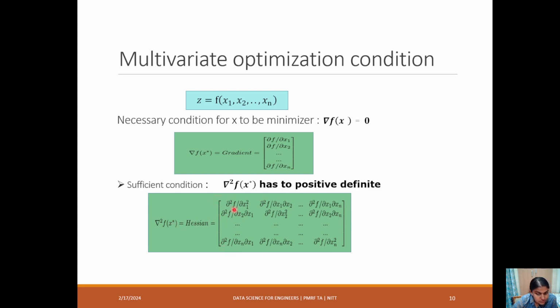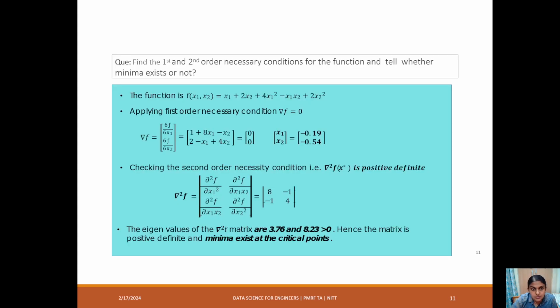So how to find that out is written here: the diagonals will be dou square f by dou x1 square, dou square f by dou x2 square, and dou square f by dou xn square. Then depending on the row and column, it will look like dou square f by dou x1 dou x2, then dou square f by dou x1 dou x3, like that till dou xn. Okay, so this is the Hessian matrix. So when you get a multivariate optimization problem, these are the two conditions that you have to look at. Then we'll move on to a multivariate optimization problem.